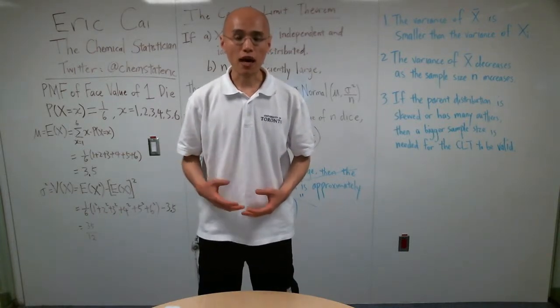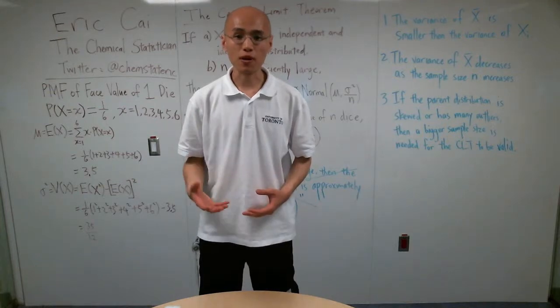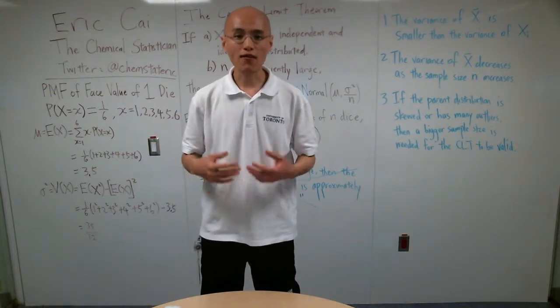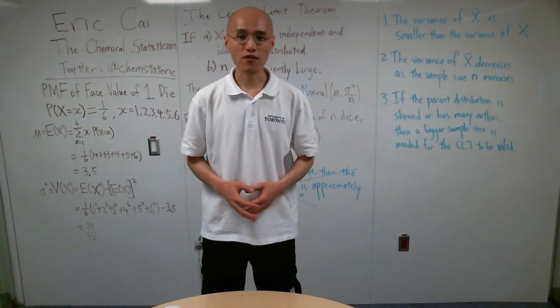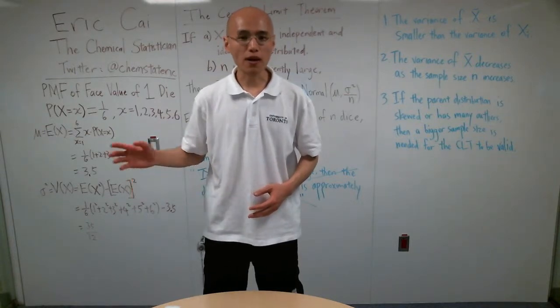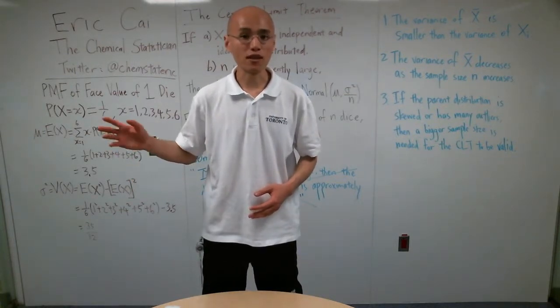In an earlier video, I described the intuition of the central limit theorem by rolling two dice. So if you haven't watched that video yet, I encourage you to do that first. I want to start by applying the CLT to the example of rolling dice.